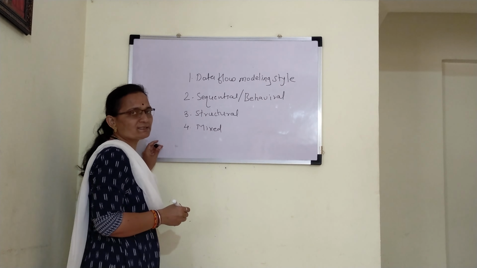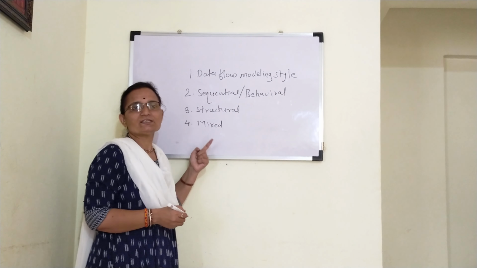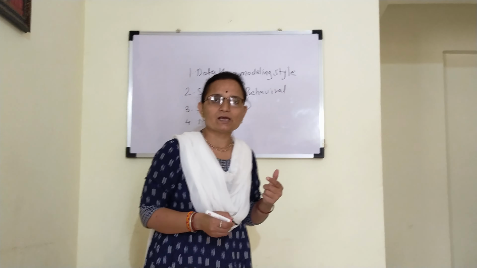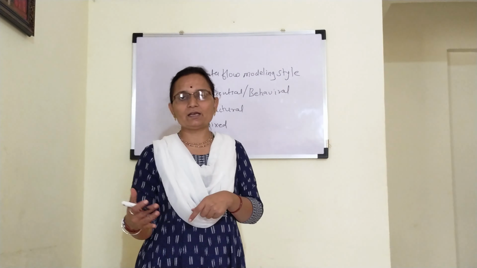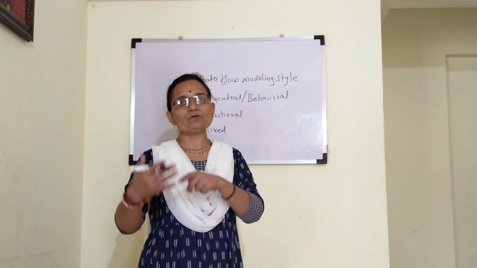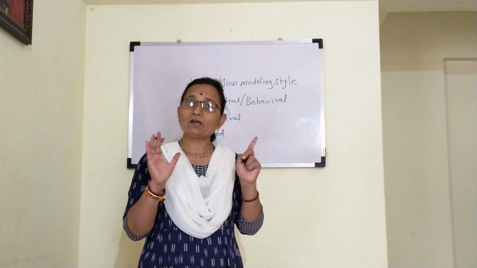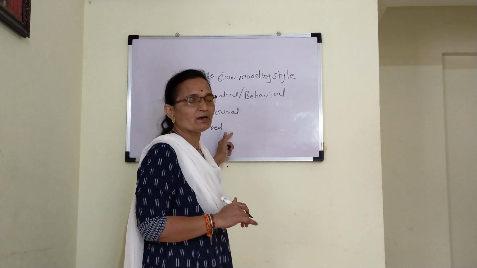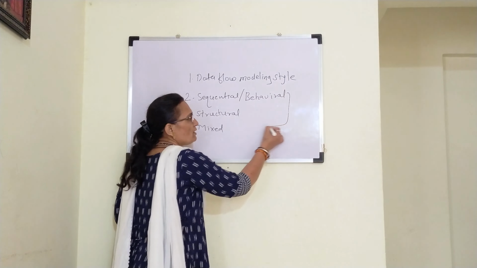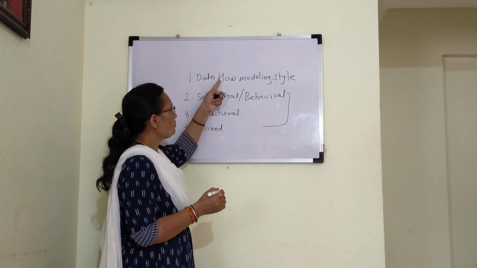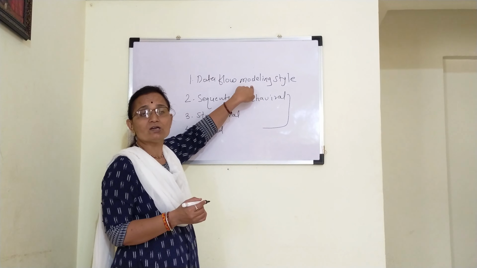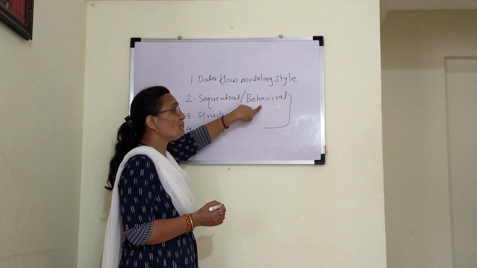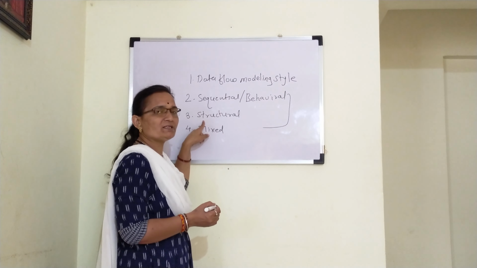I'll give a very simple example for this modeling style. Why are these modeling styles defined? The purpose of these modeling styles is how to write an architecture, or how to write the logic of your system, how you specify your architecture. For that purpose, these four modeling styles are there. Basically, these three are the main ones. The data flow modeling style is also called the concurrent modeling style, the sequential modeling style is also called the behavioral modeling style, and the third one is structural.